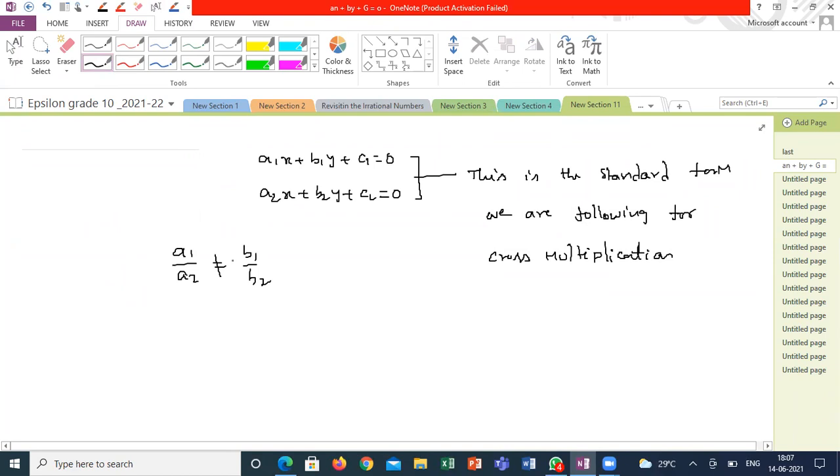Take the C1 by C2 ratio. If C1 by C2 is equal to these two ratios, then it is many solutions. If C1 by C2 is not equal to these two ratios, it is the no solution case. So the first criteria to proceed with any method is A1 by A2 should not be equal to B1 by B2, and this is called one solution or unique solution. Correct?